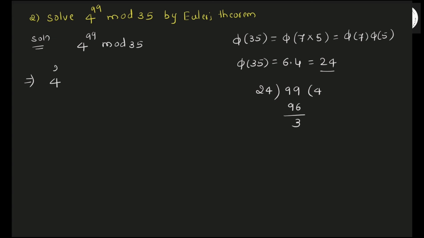So now you can express 4 to the power 99 as 4 to the power 24 into 4 plus 3, mod 35. Then (4 to the power 24) whole raised to 4, into 4 to the power 3, mod 35. Now, again, 4 to the power 24 whole raised to 4 is what?